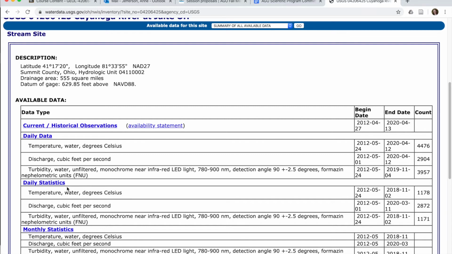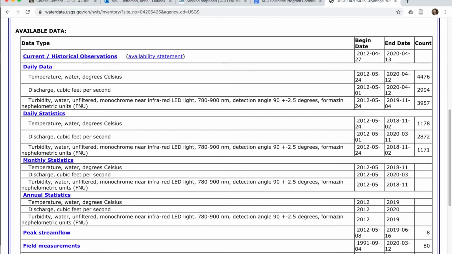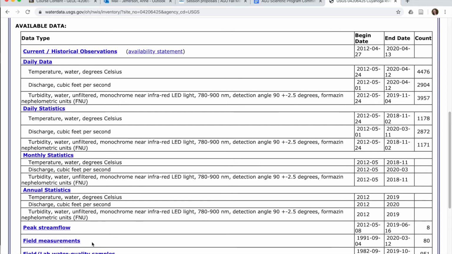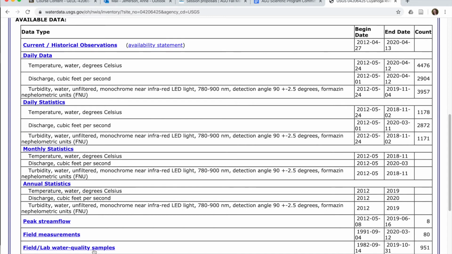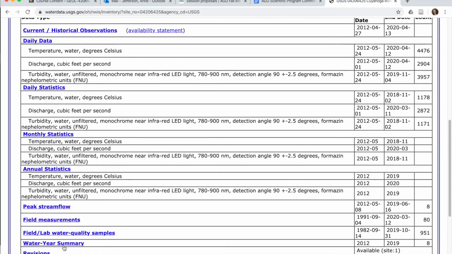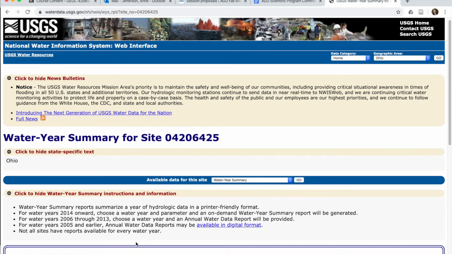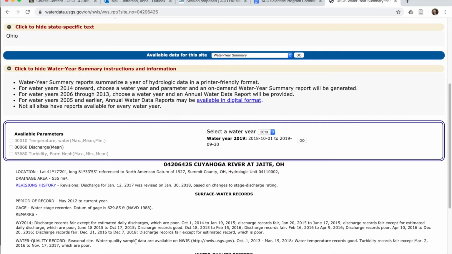If we're interested in those daily statistics, again, how much was measured on April 13th on average in a given year, we can see that. We can see monthly statistics, annual statistics, peak stream flow, so that's the highest discharge measured each year. The field measurements, so when were USGS technicians actually out in the field, any water quality samples that they've taken, and a water year summary. So these are kind of a holdover from when we used to get the data in big paper books, which was fun.